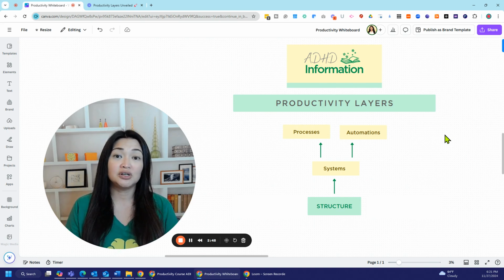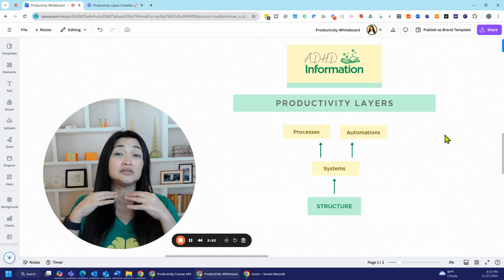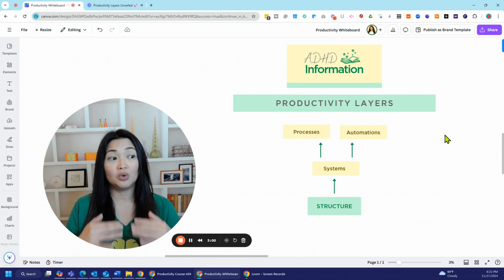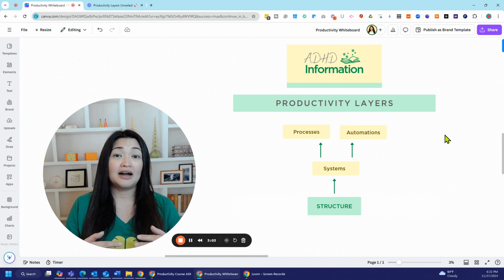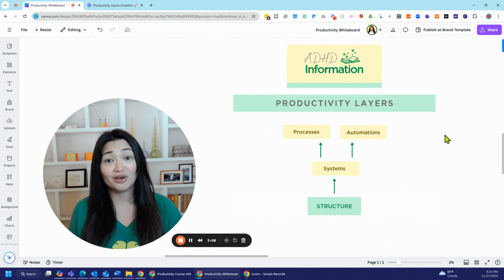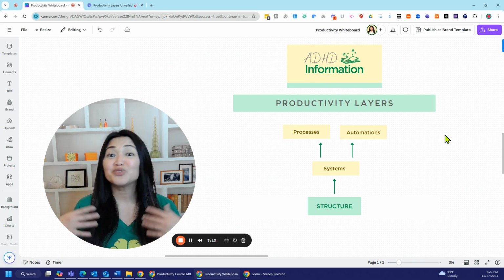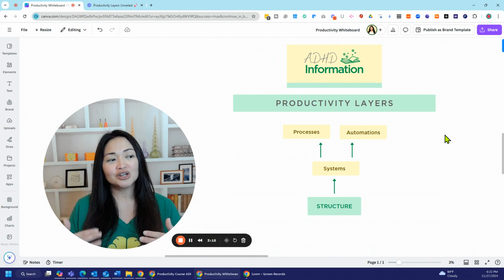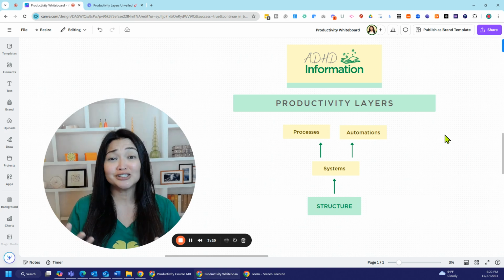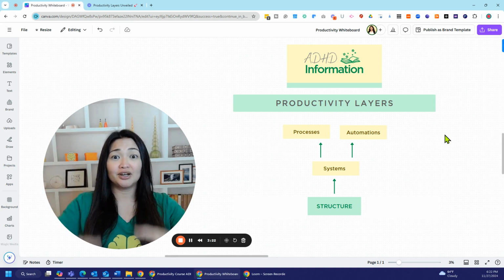Now, what is structure? Structure is often overlooked, but it's very critical as the first step in your productivity layer. Structure is the foundation of your productivity. I'm going to use construction as an example. When I was a young lawyer, I used to do construction defect law, so let me go ahead and use some of what I've learned there. Let's think of structure as the foundation of a building. You don't just build a building and put it on top of dirt.